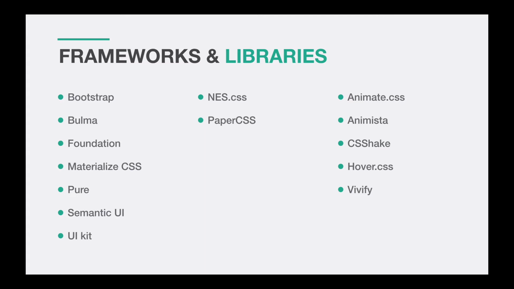In the middle are some more vanity frameworks. NES, as you might gather from the name, is a Nintendo knockoff kind of framework. It makes your site look like an 8-bit game. And Paper makes your site look like it was hand-drawn. It's quite cool. So those are some vanity ones.